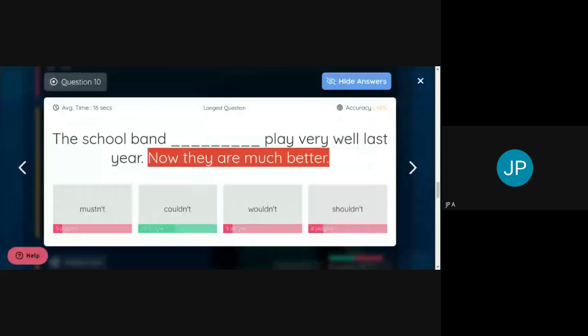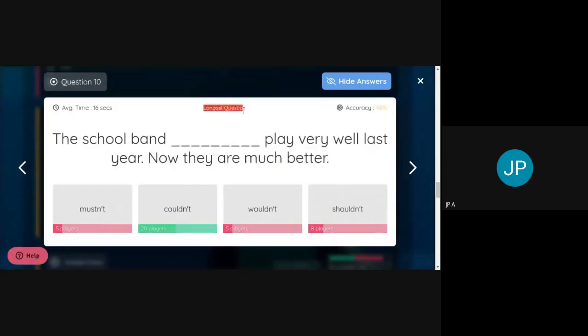So we should make use of such clues either in the sentence or in an additional sentence which makes the sense, the meaning, clearer. So this is the longest question. Not that the question is longer, but the question which took the longest time. You have taken 16 seconds to answer it on an average. And accuracy is less, almost less than half. Only 20 players have got it correct.